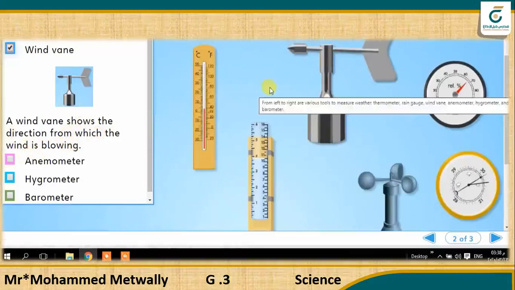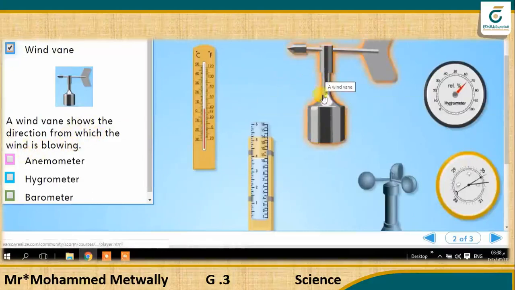So here is the structure of the wind vane. The arrows here and the tail of the arrows here. When the wind is blowing, it moves the wind vane. So we can know the direction of the wind from the wind vane.